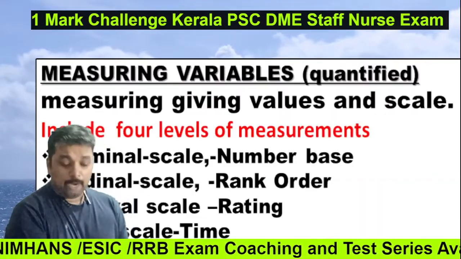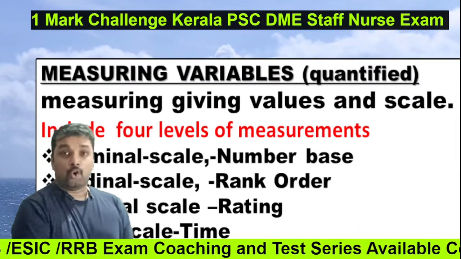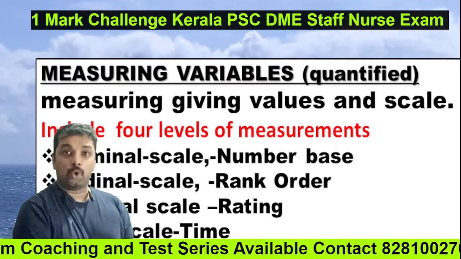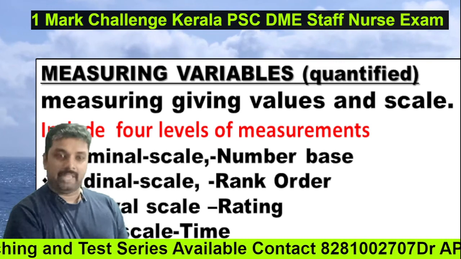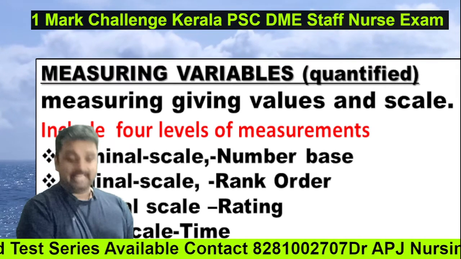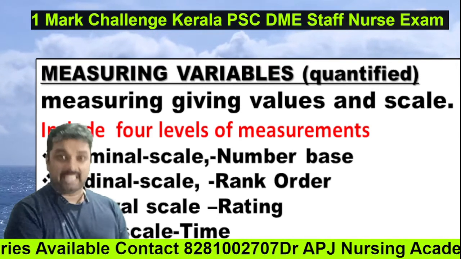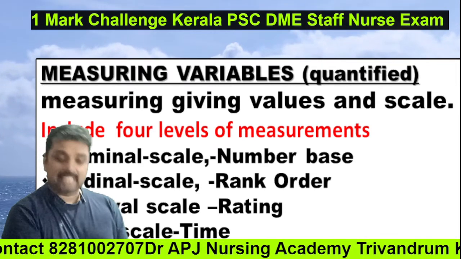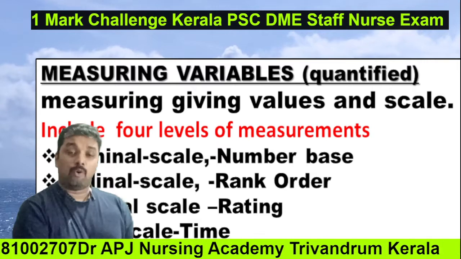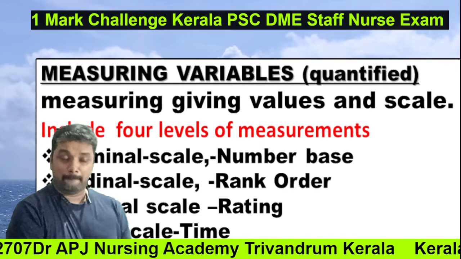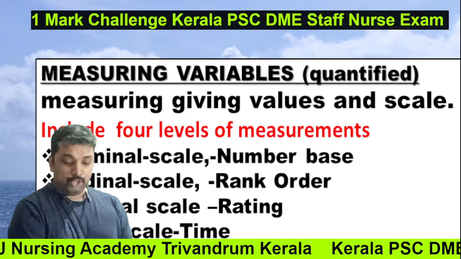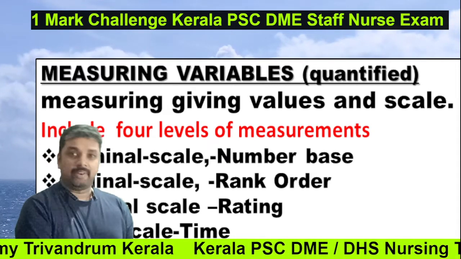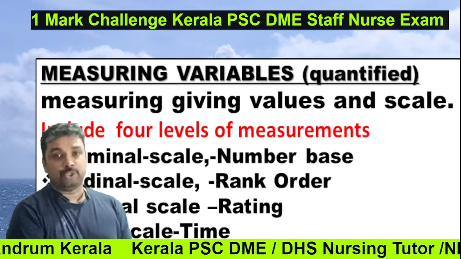Next, measuring variables or quantified variables. We get measurement by values and scales. It includes four levels of measurement: nominal variables, ordinal variables, interval variables, and ratio variables.